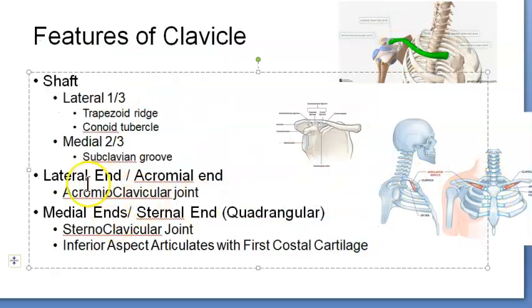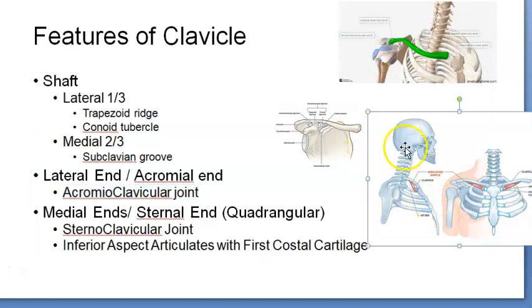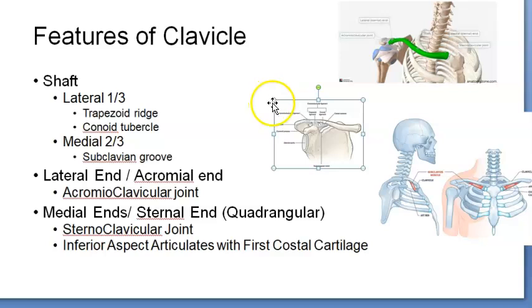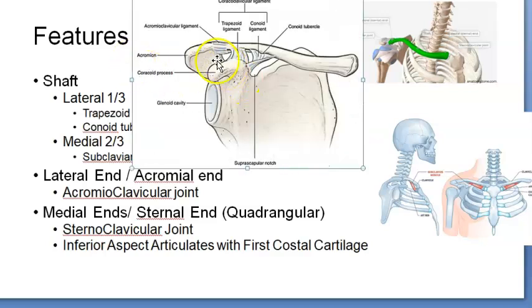coming to the lateral end, also called the acromial end, the acromial end will articulate with the acromion process of the scapula to form the acromioclavicular joint. Okay. So I'm hoping that you have noticed that here. Even this diagram has that. So you have the acromion from the scapula. Here you have the acromioclavicular joint. Okay. So this is the lateral end.